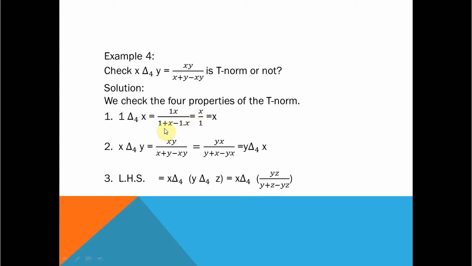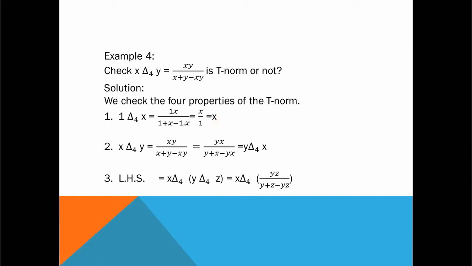1x is x, divided by 1 plus x minus x. The x and minus x cancel each other. So we get x over 1, that is x. That means 1 delta 4 x is equal to x. So our first property of T norm is satisfied.